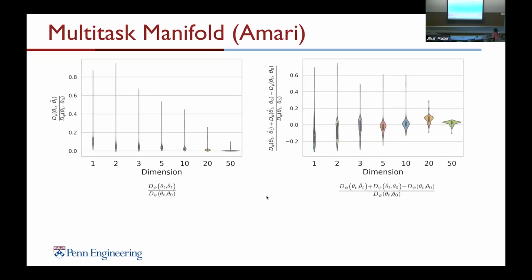And the subplot on the right is just another quantity to prove the same idea, which is the divergence between the initial point and the projection, and from the projection to theta t, subtracted by the direct divergence. So yeah, it's a good signal for us. That means we can use a limited number of dimensions to embed them into a subspace, specifically our task manifold.